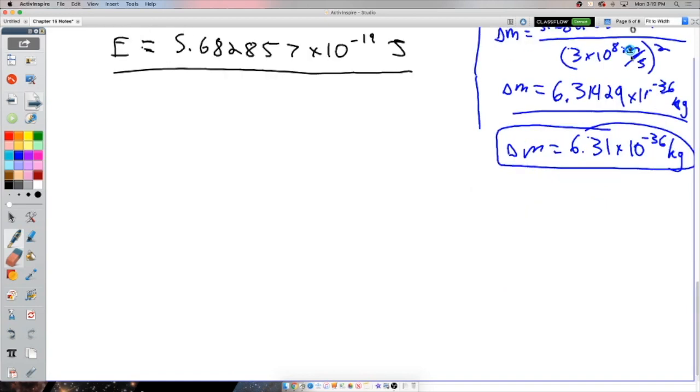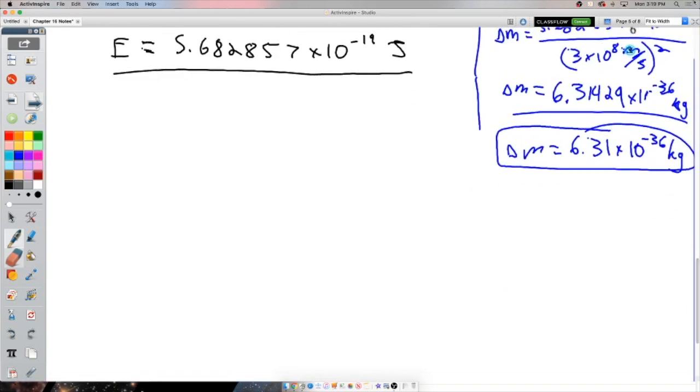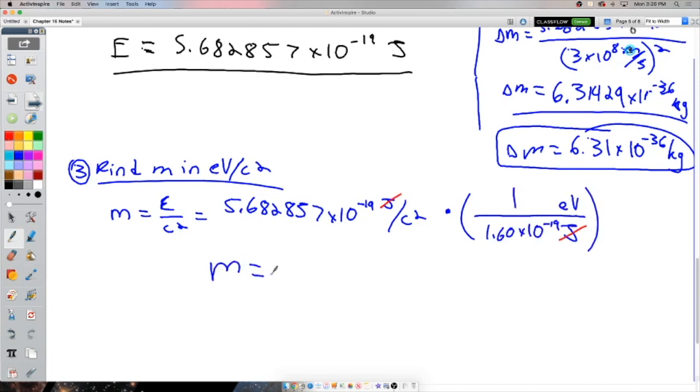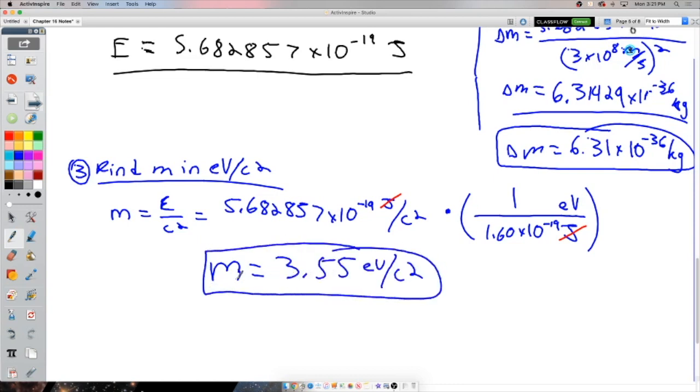But if we want it in electron volts per c squared, well, we have the energy. If we convert that to electron volts and divide it by c squared without actually dividing by c squared, we have the mass in terms of eV per c squared. So we have that many joules per c squared. We just need to turn those joules into EV and we'll be good. So make joules go away and be replaced with electron volts, and that's the conversion factor. So I got, to 3 sig digs, that is the mass in electron volts per c squared.